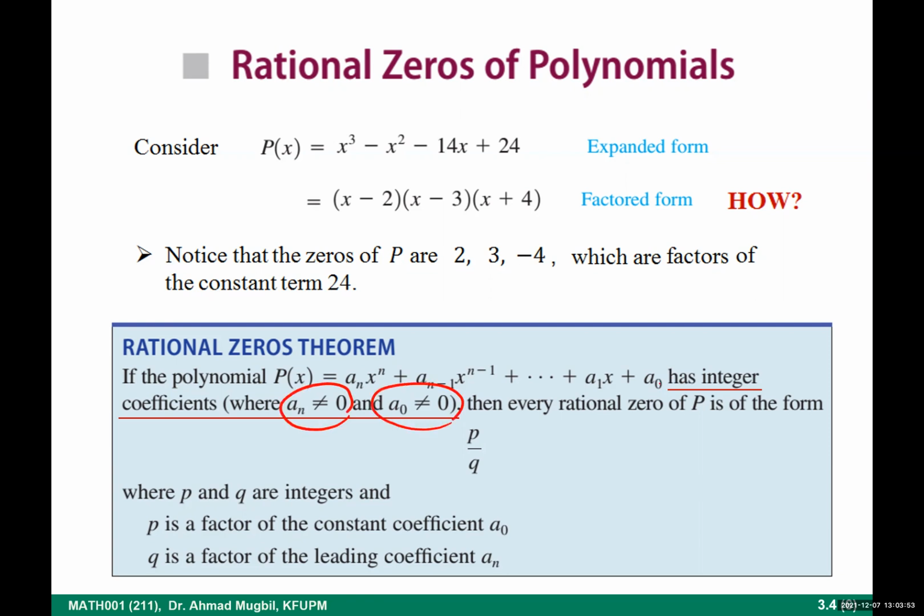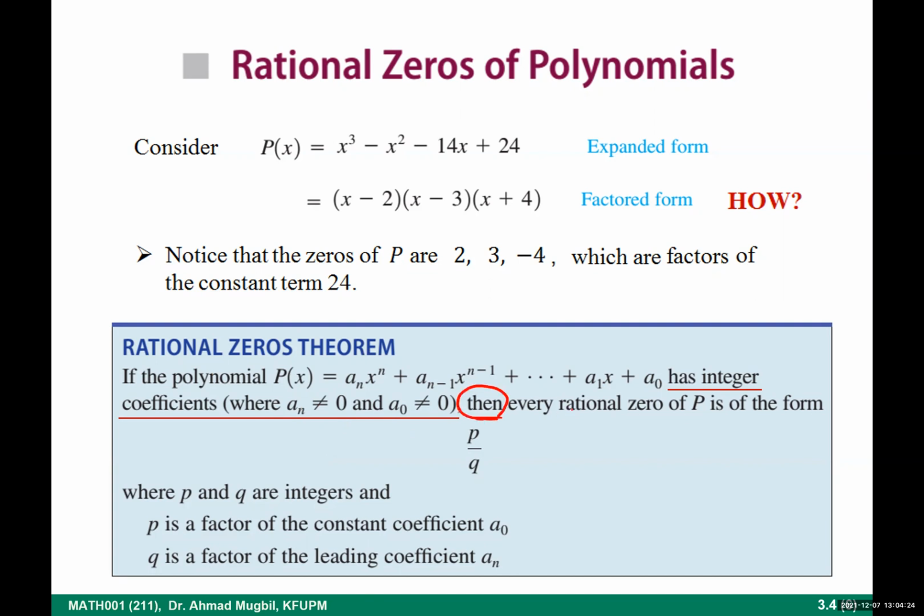By the way, if the constant term is 0, it is not a problem, because you will take x as a common factor and you will have another constant term. So you can continue working. So these are the conditions. In every theorem, there are conditions and a conclusion. So if these conditions are satisfied, that is, we have integer coefficients, and the constant term and the leading term are not 0, then this is the conclusion.